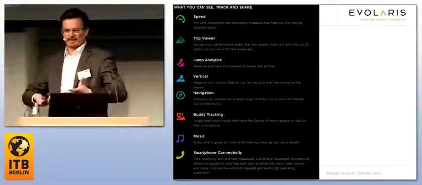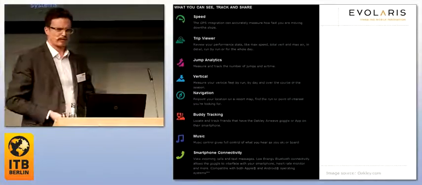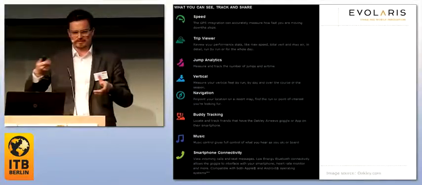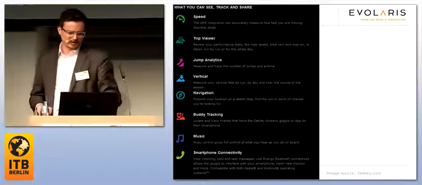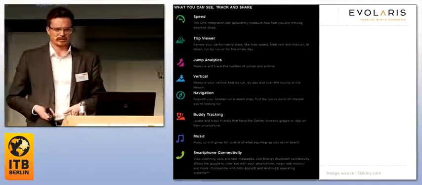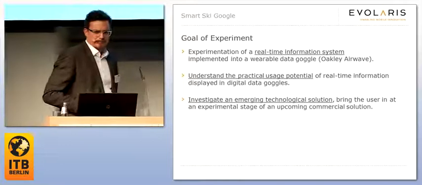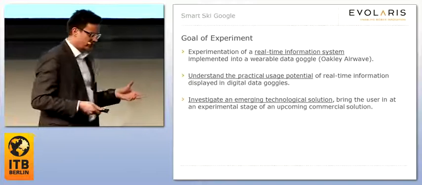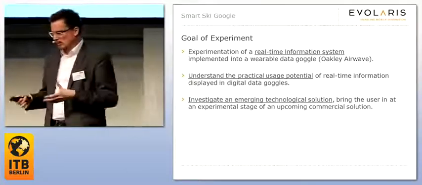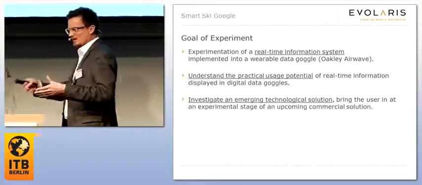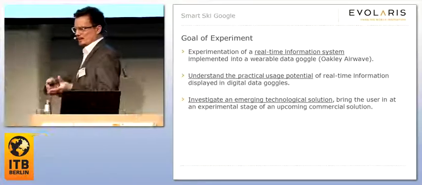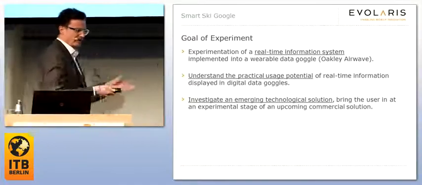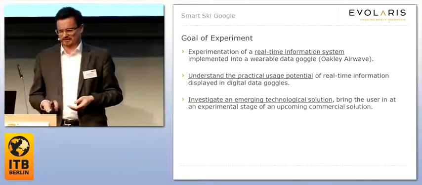And when you buy it, it already comes with a set of features, like the speed, jump analysis, basic navigation system, and so on. But we have a bigger approach as a research institute, so we really want to know, do people like it? What kind of features do they like which are already built in there? Or what would they like to have for other purposes?